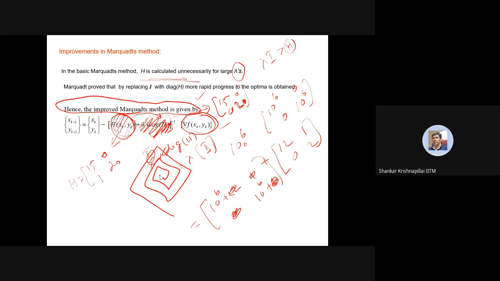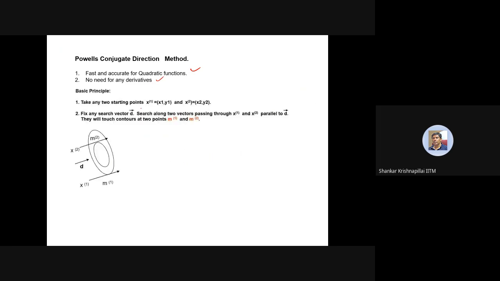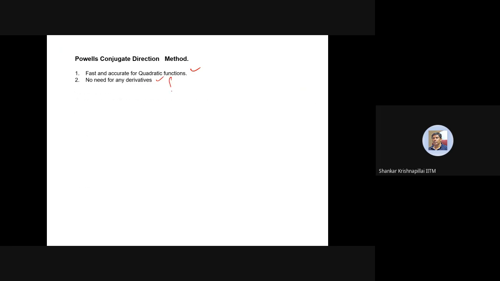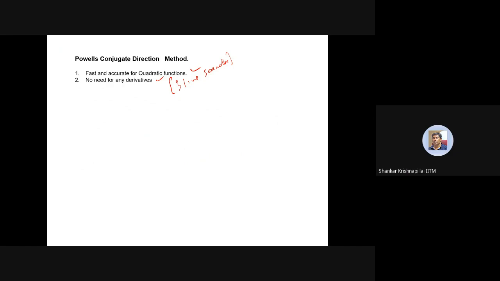Okay, so next we go to another method: Powell's conjugate direction method. This Powell's conjugate direction method is also fast and accurate for quadratic functions. There is no need for derivatives, but it requires three line searches. So let us see what the basics of this Powell's conjugate direction method are.